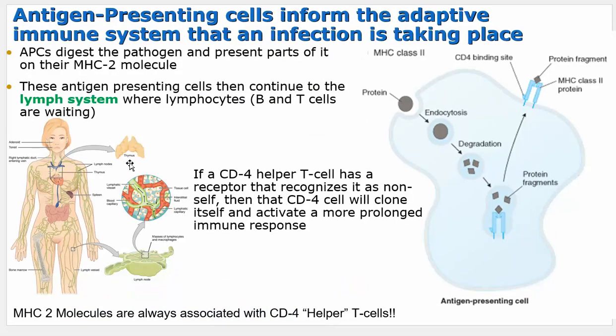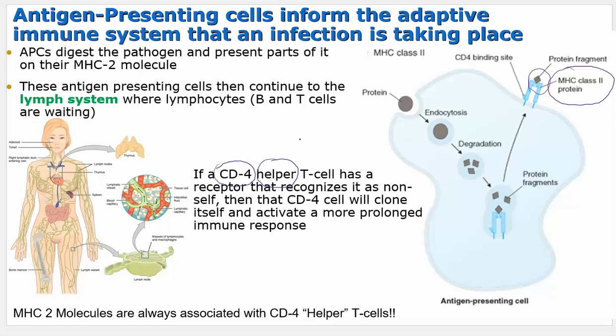All right. So these antigen-presenting cells, like this macrophage, just ate a pathogen, broke it down, and are expressing protein fragments. They digest the pathogen, present parts of it on their MHC2 molecule, and then continue to the lymph system where lymphocytes are waiting. Now, the MHC class 2, this is important, will be recognized by the specific T cell CD4, which are also called helper T cells.